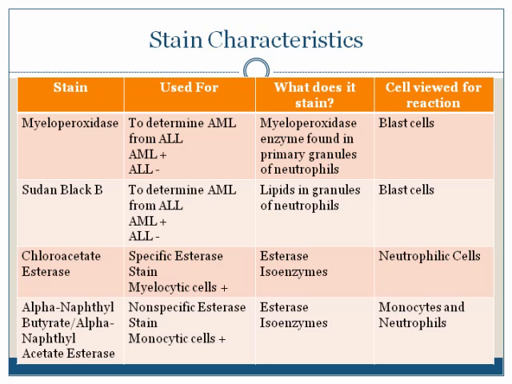Chloroacetate esterase, and then the other esterases, are the next two rows. Chloroacetate esterase is what we call our specific esterase, and then we have the alpha-naphthyl butyrate and alpha-naphthol acetate, which are non-specific esterases. In the chloroacetate specific esterase, we are going to see myelocytic cells be positive. In the non-specific esterases, monocytic cells are positive, so make sure you differentiate there.